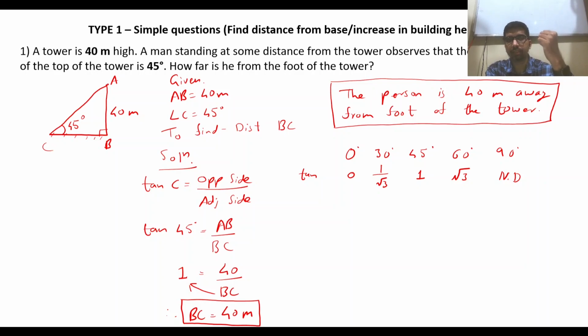If I say tan 60, count 0, 30, 45, 60, so on the fourth value. Now say tan values 0, 1 upon root 3, 1, root 3. So tan 60 is root 3. I'll take one more example. If I say tan 30, 0, 30, the value is 1 upon root 3. So tan 30 is 1 upon root 3. So count on fingers, it will be very easy. I hope you got it, the question is very easy. So let's go further.